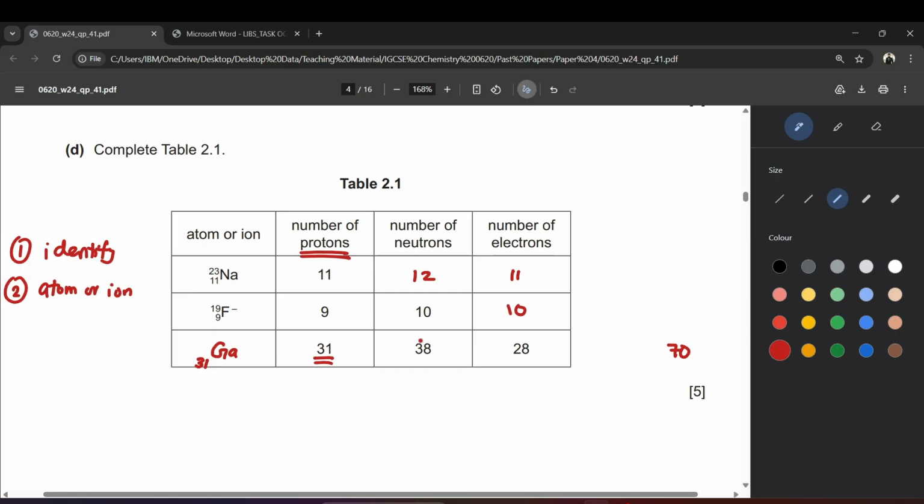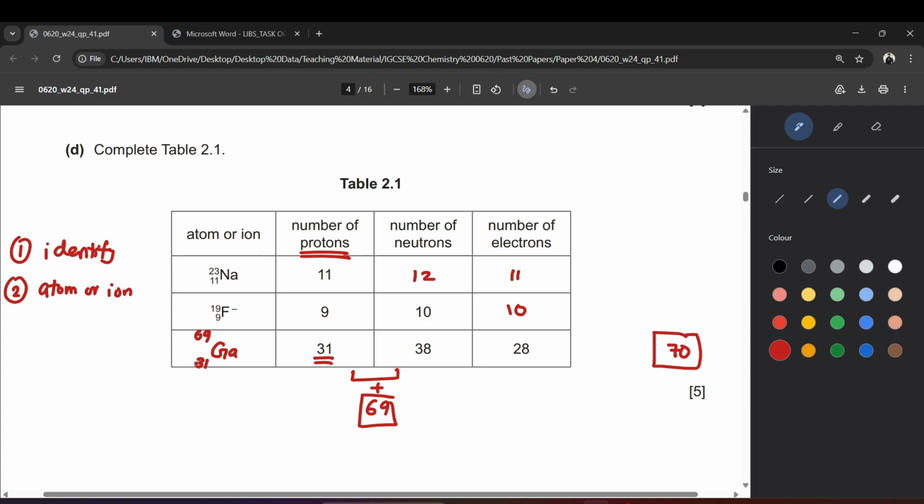Now, the nucleon number will be the sum of protons and neutrons. So that will be 69. You add both of them, so you'll get 69. Do you see that there's a difference? In the periodic table, their nucleon number was 70. However, over here, it is 69.